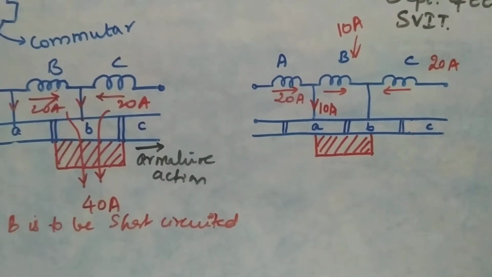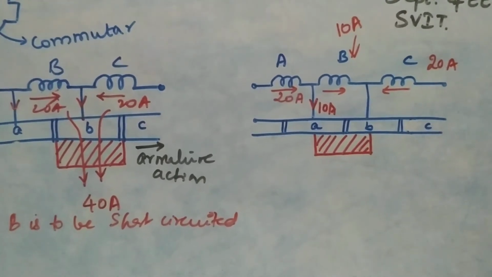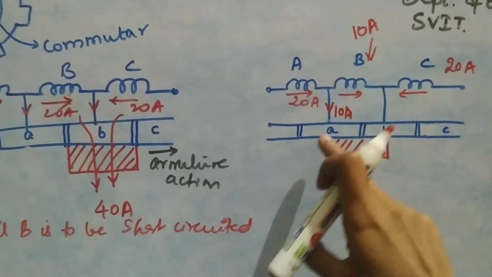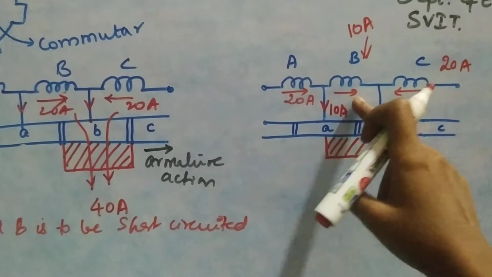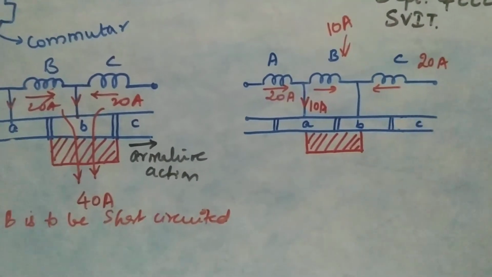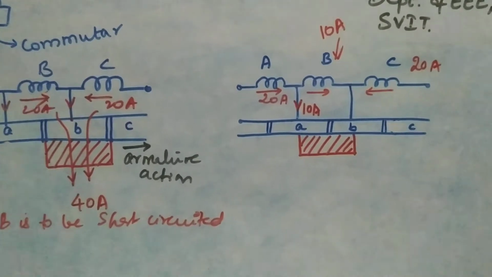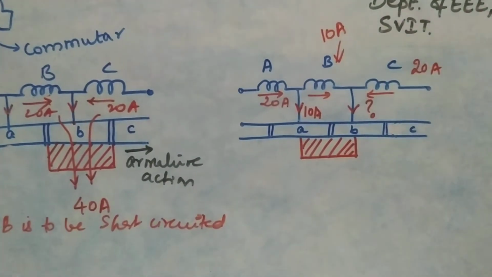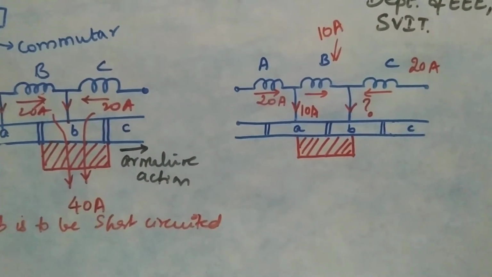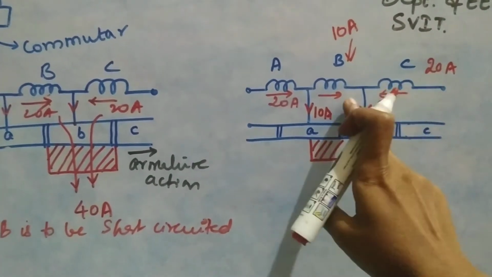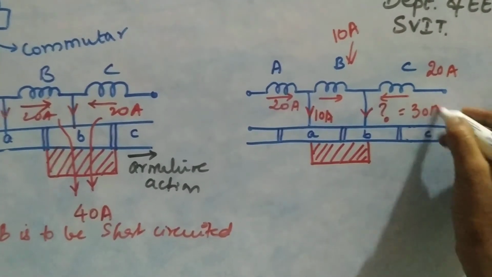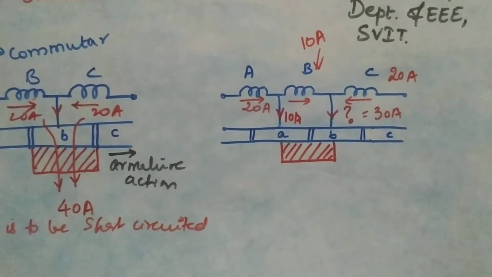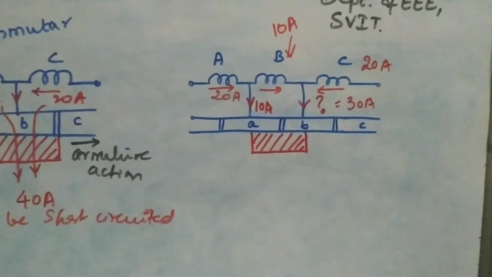So it is affecting coil B because it is undergoing the short circuit period. Due to that, 10 amperes of current is flowing at this point, and 10 amperes will be flowing in the other direction. It is getting divided. Now how much current will flow here? This is 10 amps, this is 20, so it will be 30 amperes. So how much current will flow in the brush? It will be around 40.